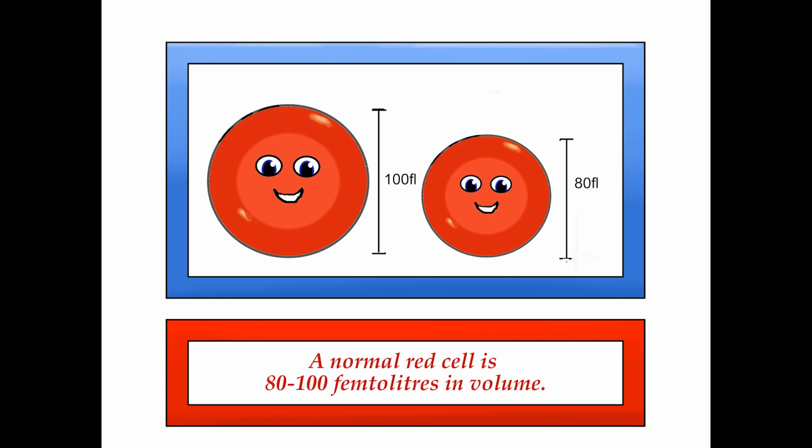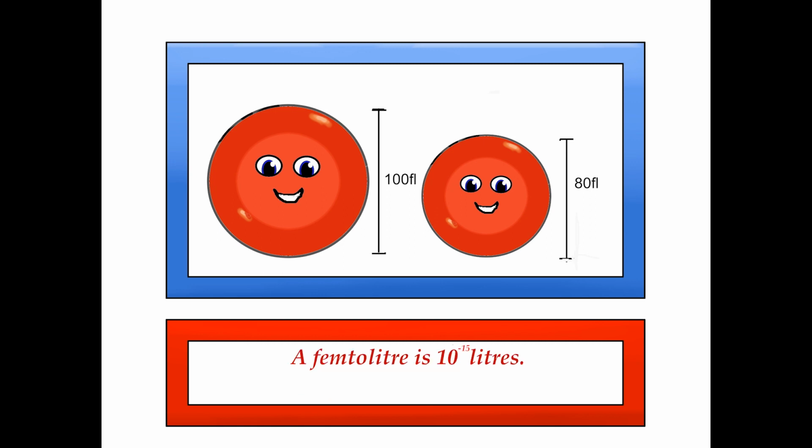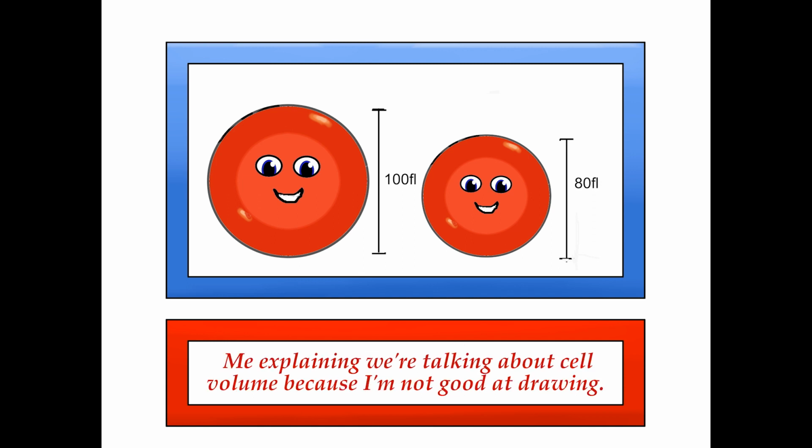So the average red cell is 80 to 100 femtoliters in volume, and a femtoliter is 10 to the minus 15 of a litre. Now, I'll admit this diagram looks like it's the width of the cell, but I couldn't think of a way to easily show volume. Actual cell widths are about 6 to 8 microns. Anyway, we divide it up by size.